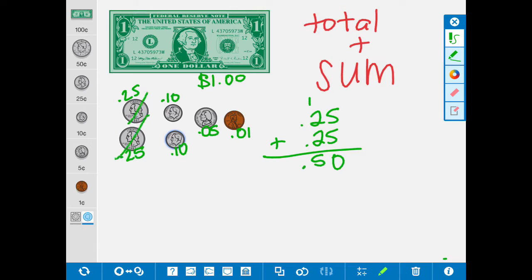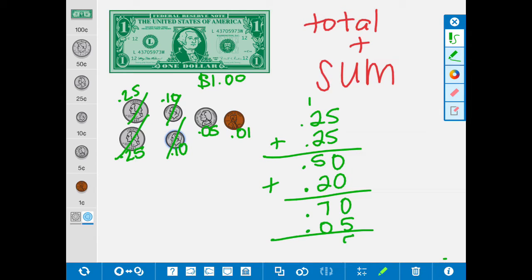So I added my quarters, I'm going to cross them off. Now I have 2 dimes. Well, I know 10 plus 10 is 20, so I have to add 20 cents. 0 plus 0 is 0, 5 plus 2 is 7, put my decimal point. I added my dimes. Now I have my nickel. 5 plus 0 is 5. 7 plus 0 is 7. Bring my decimal point down. Now my nickel is crossed off and all I have left is a penny. 5 plus 1 is 6. 7 plus 0 is 7. And my decimal point. So I added all my change up and I have 76 cents in change.